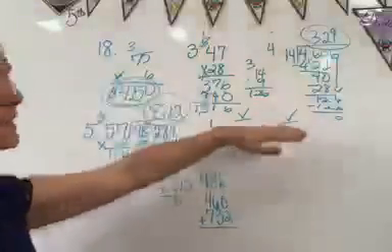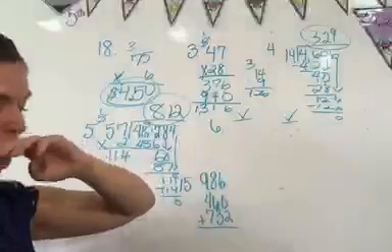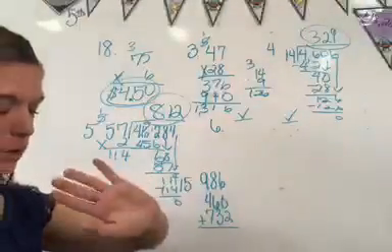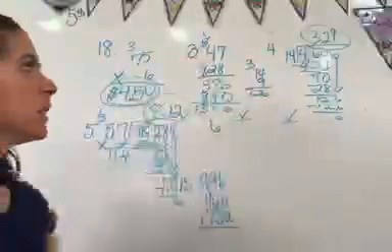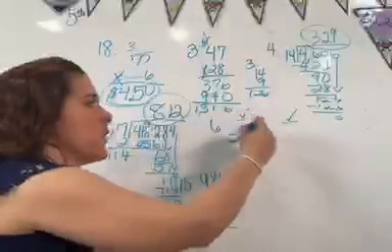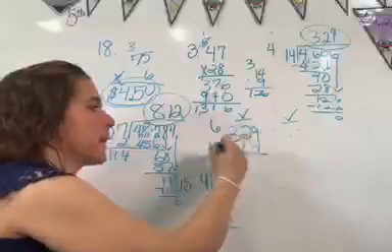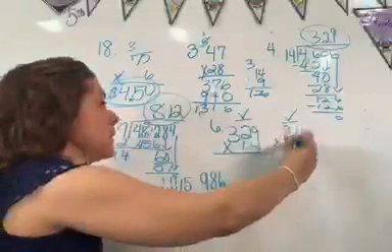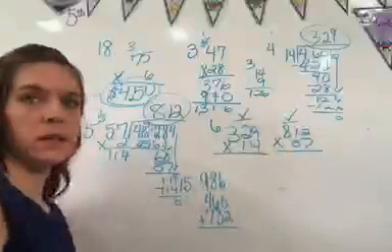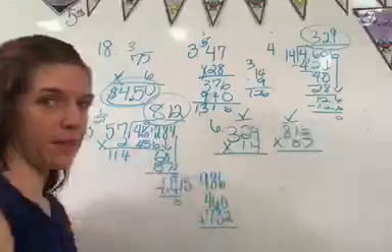Okay, on number 6, it says to check the quotients in problems 4 and 5. So you're checking 4 here, and you're checking 5 here. Okay, I'm not going to actually do it with you, to save you some time, okay? But that's what you're supposed to be checking.